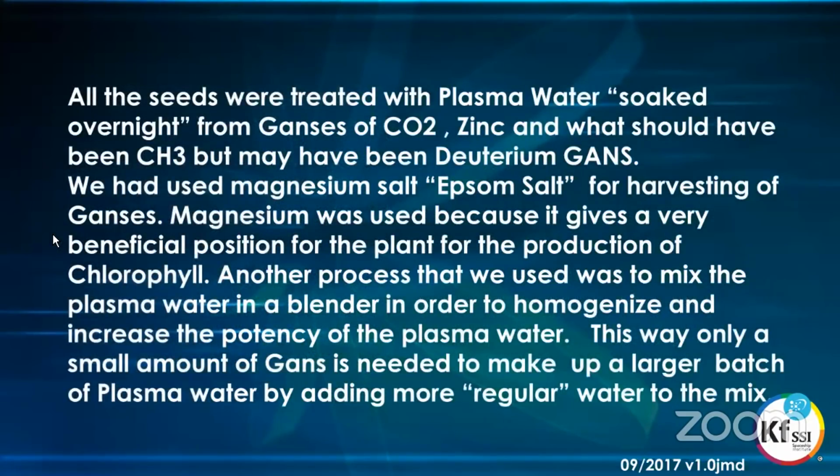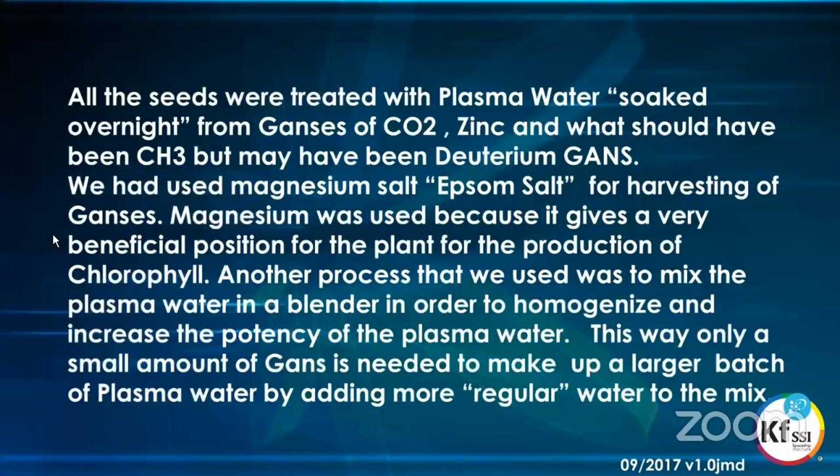Marcus says all the seeds were treated with plasma water, and the soaking was done overnight from GANSes of CO2, zinc, and what he prepared as CH3, but may as well have been deuterium due to the dark color he noticed. He had used magnesium salt, Epsom salt, to harvest the GANSes. Magnesium was used because it gives a very beneficial position for the plant for the production of chlorophyll.